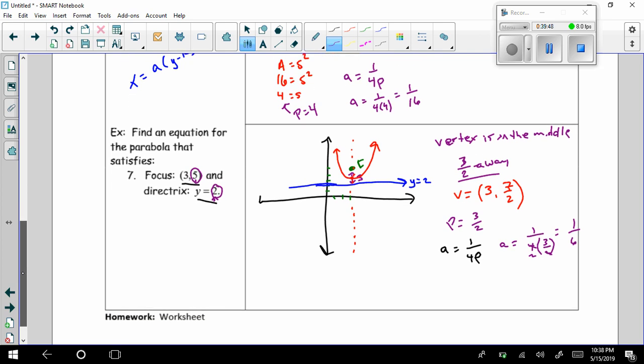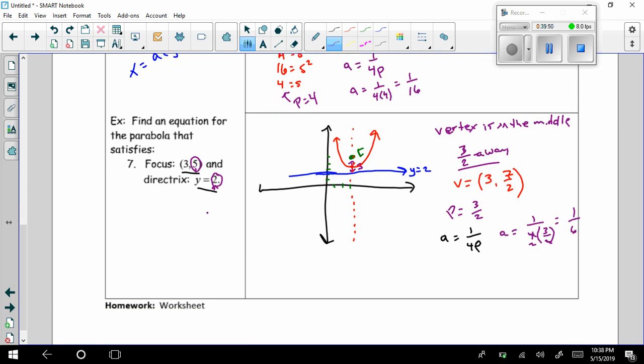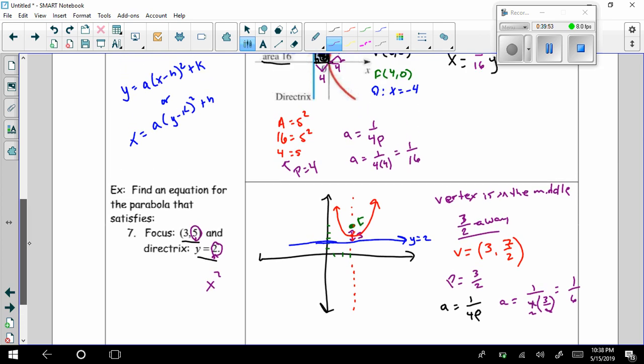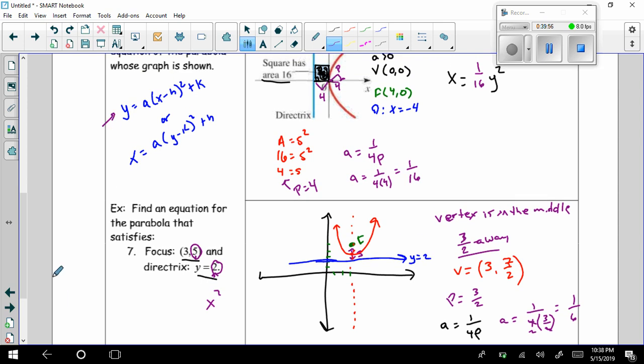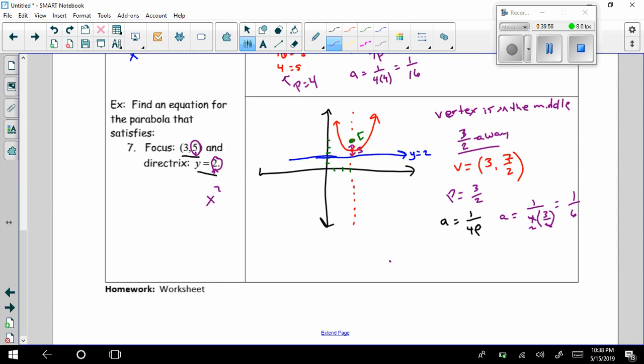And then we have everything we need to write our equation. This is open up, so it should be an x squared equation, which means it's y equals, out of our two choices. So we have y equals 1/6 times x minus 3 squared plus k, and there you go.